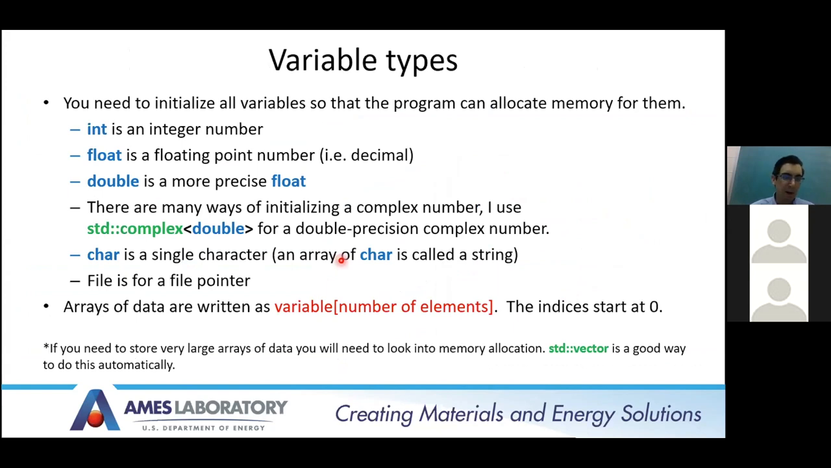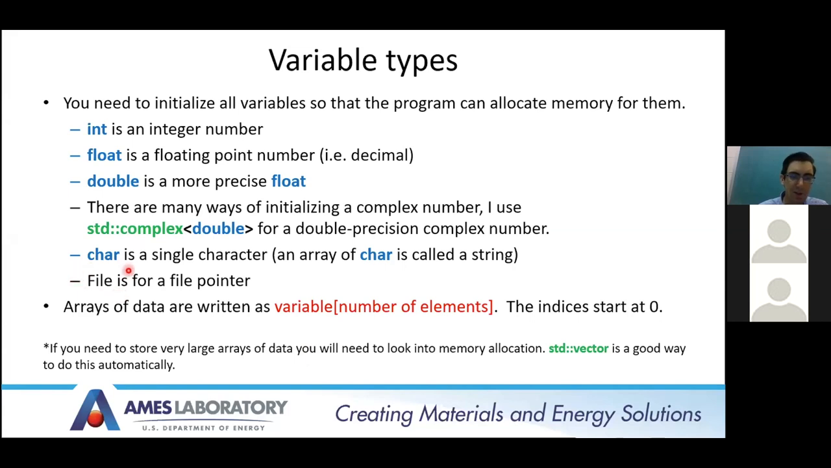The variable types that you can use are as follows. You would declare an integer number using int. A decimal number is called a floating point number, and you can declare this with float or double. Double essentially has twice the number of bits, so you can do more precise calculations. You can also declare complex numbers. There are many different ways to do this, but the one that I generally use is this standard complex nomenclature. This is how you would write it for a complex double precision floating point number.